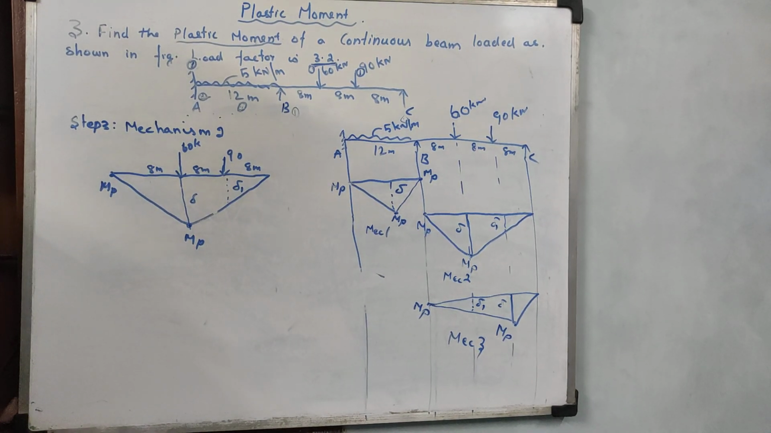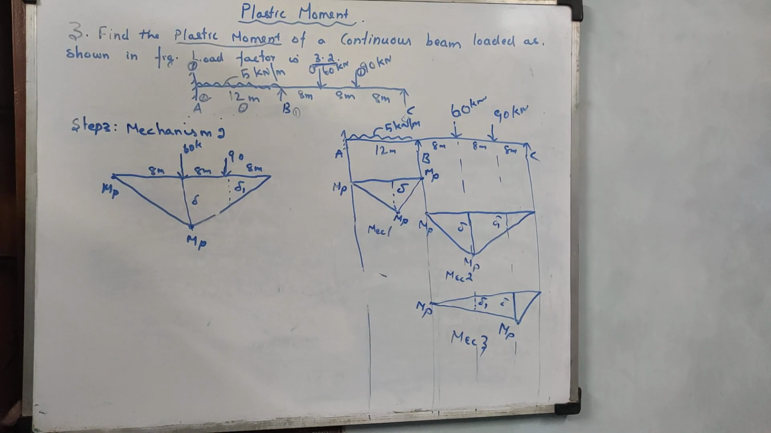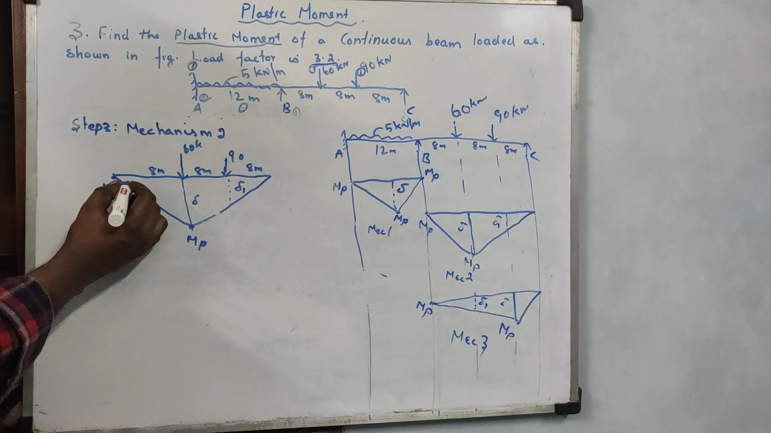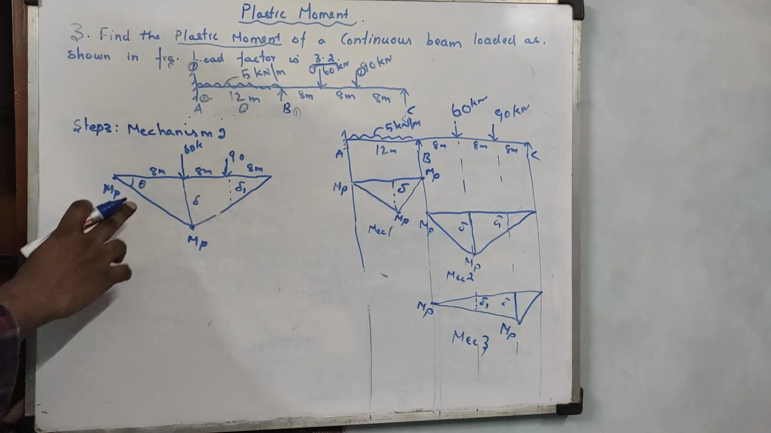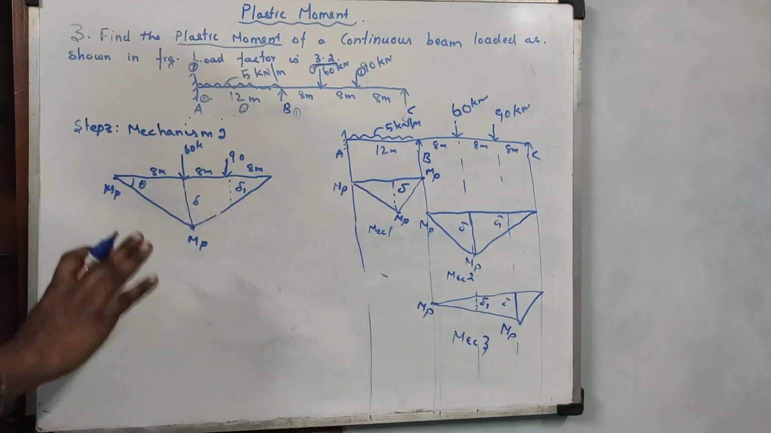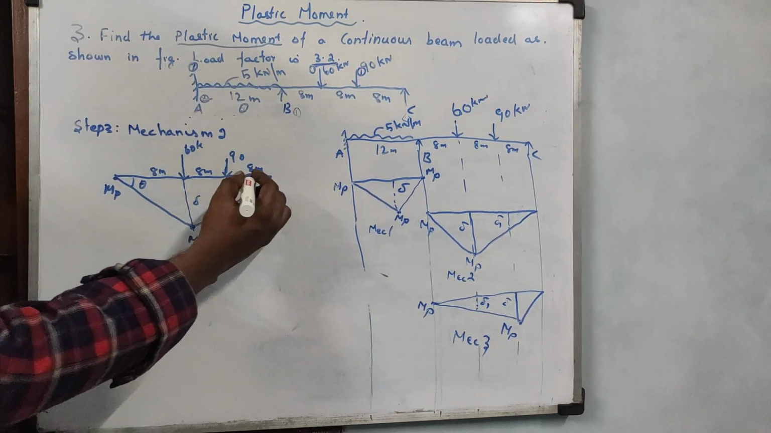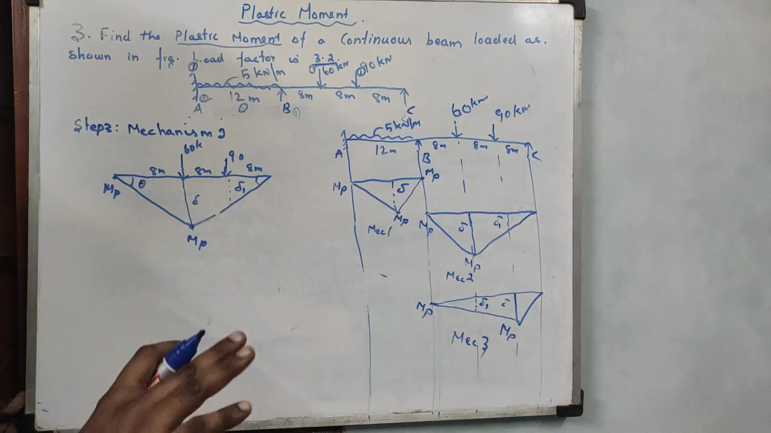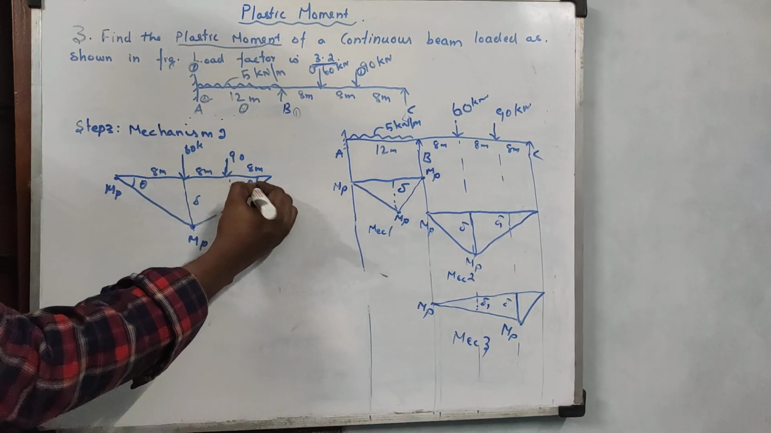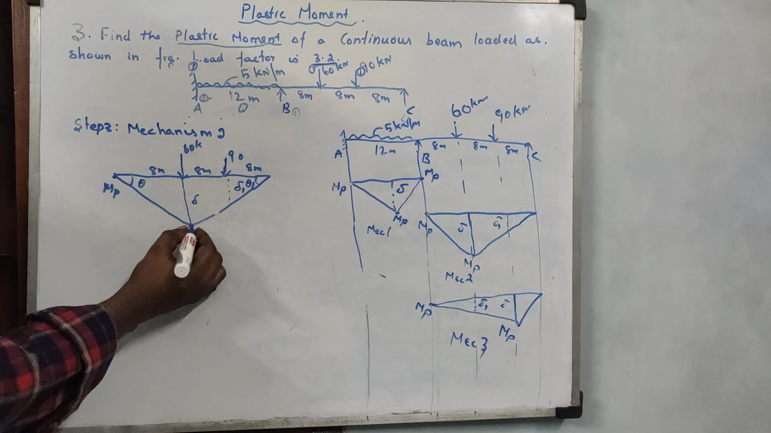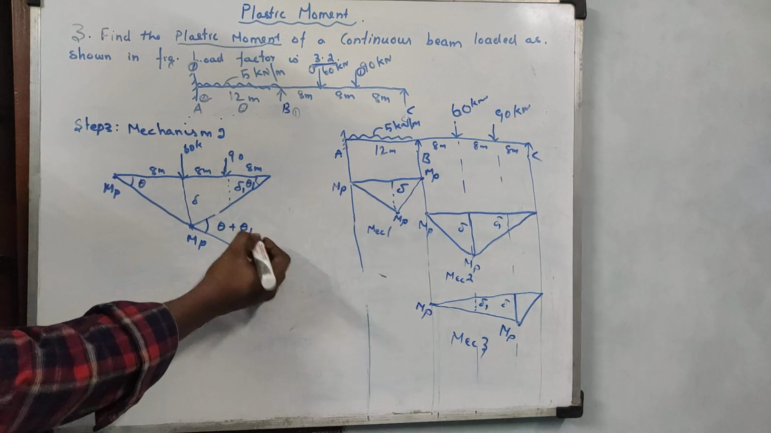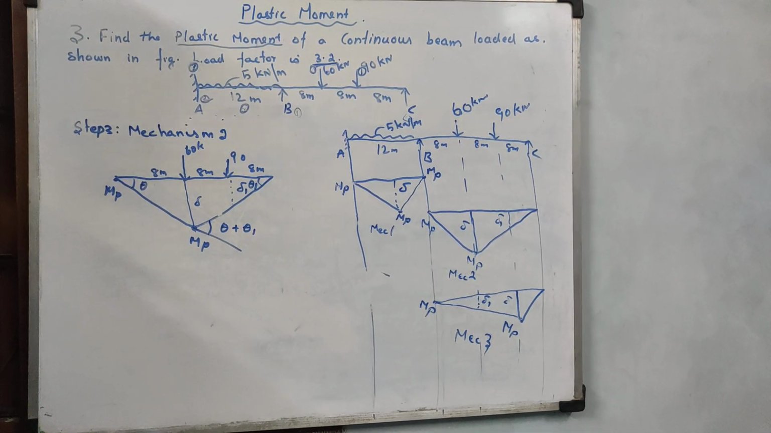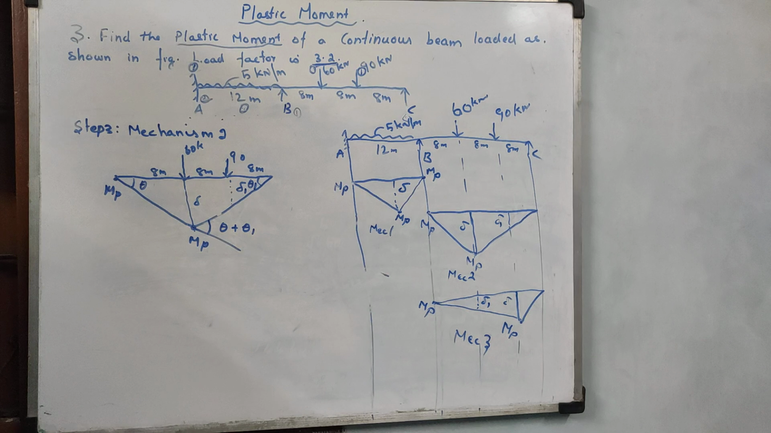There is no plastic moment because it is simply supported, right? And assume this angle is theta. Since it is unsymmetrical, this angle will be varying. So we have to consider this angle as theta 1. So the total angle here is theta plus theta 1.